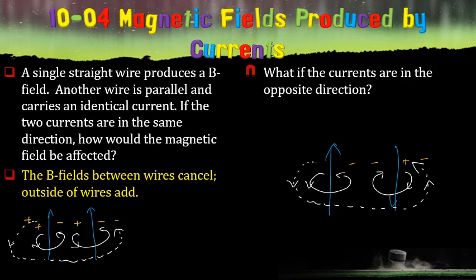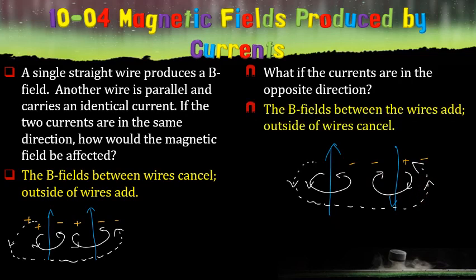You can see in the middle here, both magnetic fields are going into the paper. So they're going the same direction, they'll add. Over here, one's coming out, the magnetic field from the right wire is going out. The magnetic field from the left wire is going in. Those will cancel. So the magnetic fields between the wires add, outside the wires they cancel.